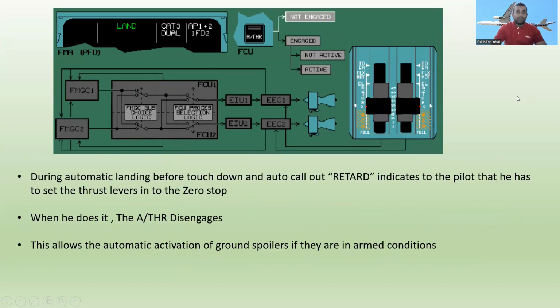During automatic landing, before touchdown, an auto call-out RETARD indicates to the pilot that he has to set the thrust levers into the zero stop. When he does it, the autothrust disengages. This allows the automatic activation of ground spoilers if they are in armed condition.